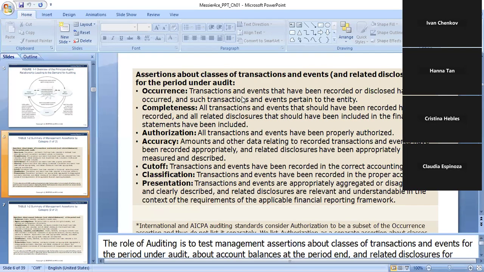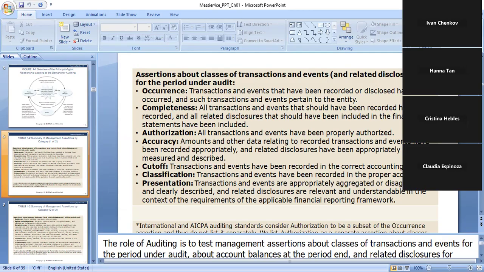And the last one is whether the transaction event is appropriately aggregated or disaggregated, clearly described in related disclosure, and relevant, understandable, complex requirement applicable to financial reporting. So the presentation is the very last level, which is on the financial reports and the disclosure notes. Everything is there. So that's for the transaction and events.